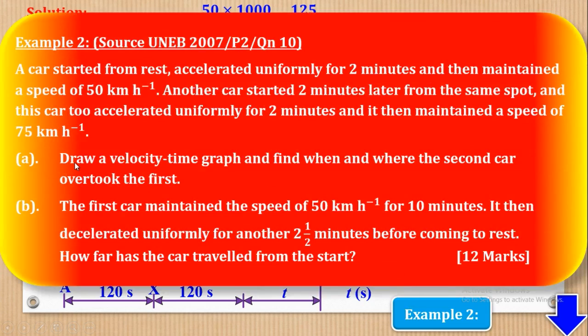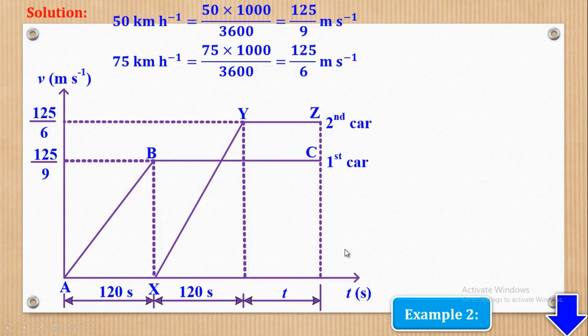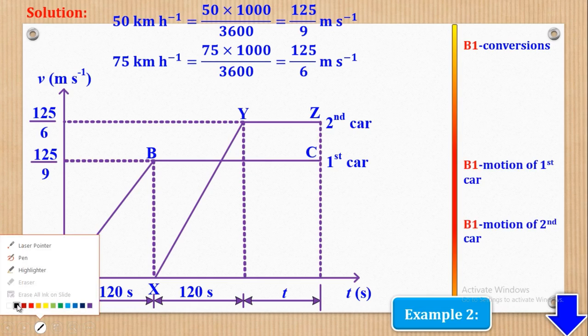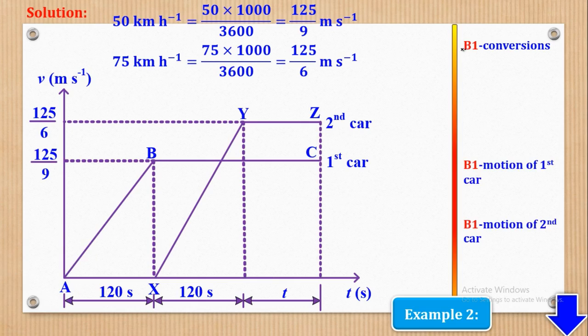So that is part A, because in part A they said draw a velocity time graph and find when and where the second car overtook the first. So we have to find when and where, but before we go to the next slide, let's first see the marks for this slide. So B1 is for conversion, so converting both to meters per second, that's B1. Then another B1 is for the first car, another B1 is for the second car, motion of the second car. So basically that's how the 3 marks could be got. And now let's see how we can get when and where they met.